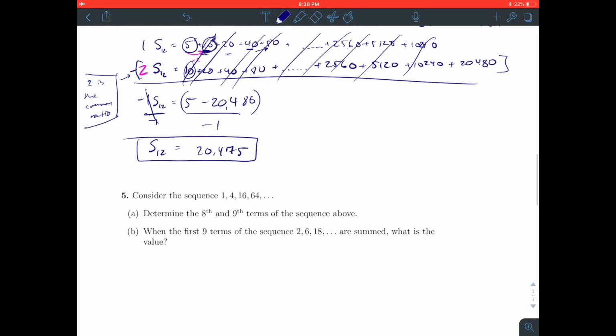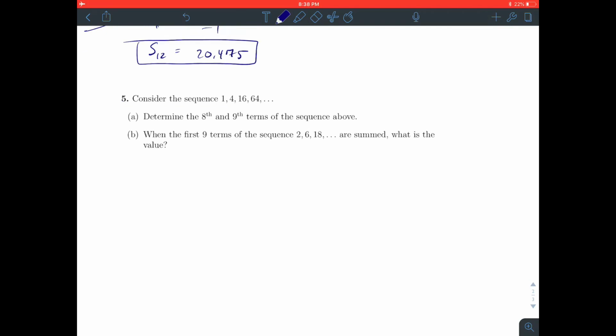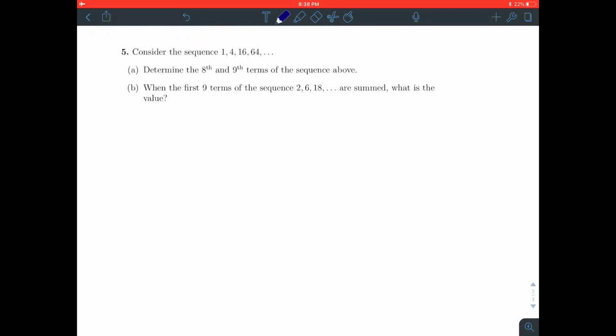Next up, we've got problem number 5. Consider the sequence below. So again, this is a geometric sequence. The pattern is times 4 for each of these. So we start off by finding some of the terms. A sub 8 is going to be equal to, let's use the explicit formula. Start at 1, multiply by 4, to get to the 8th term 7 times. A sub 9 is equal to, start at 1, multiply by 4, to get to the 9th term 8 times.